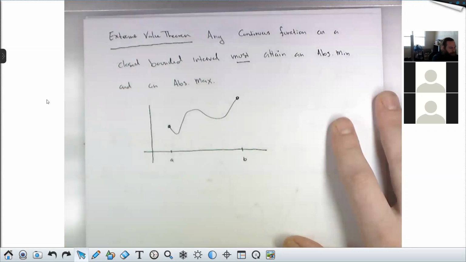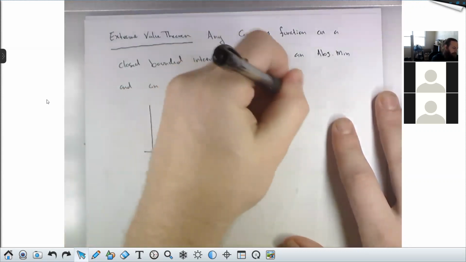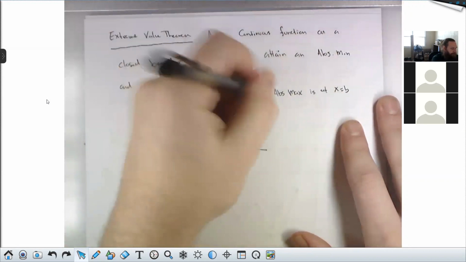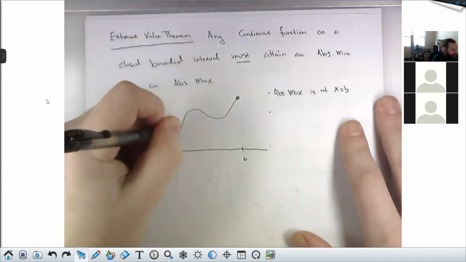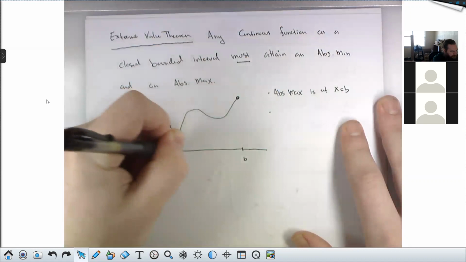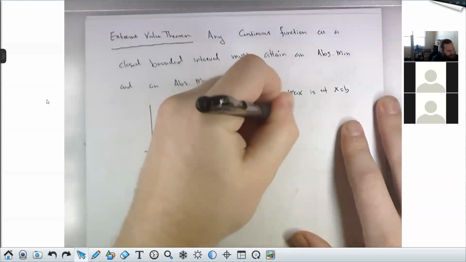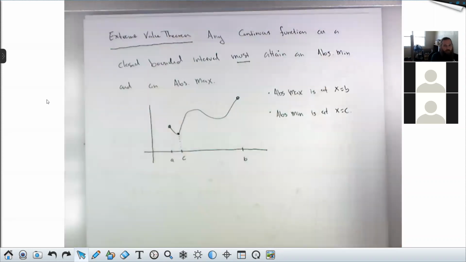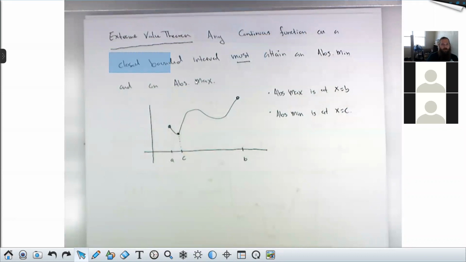So in this picture, for example, my absolute max is at x equals b. And my absolute min is right here. I'll call this c. And kind of the purpose of this theorem is the must, right? If your function is continuous and you're looking on a closed bounded interval, then there's no way to avoid having an absolute min and an absolute max. You must have both of those things.